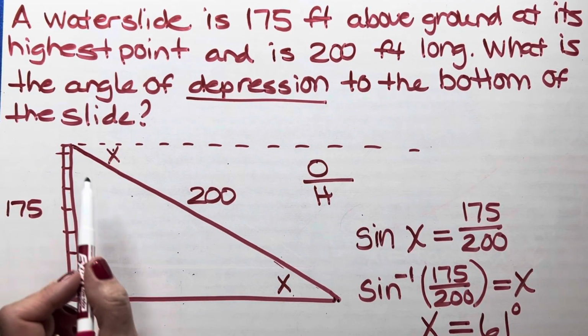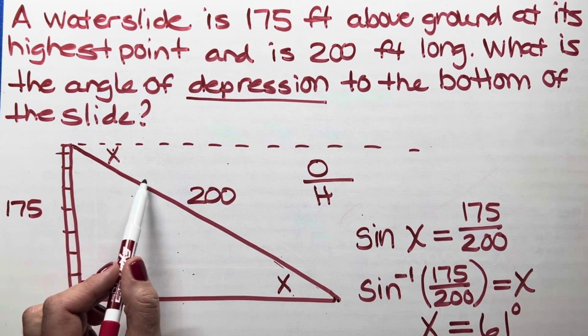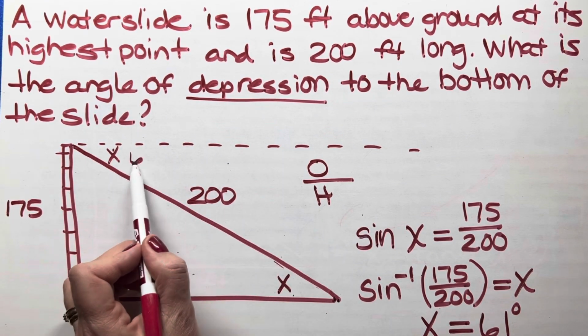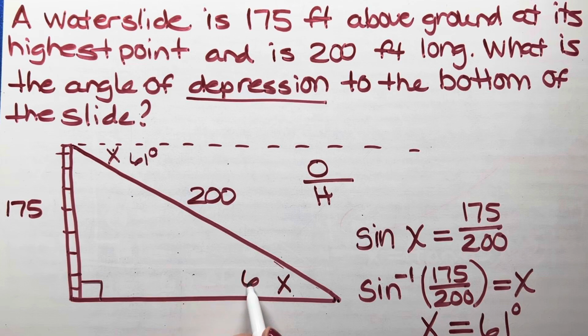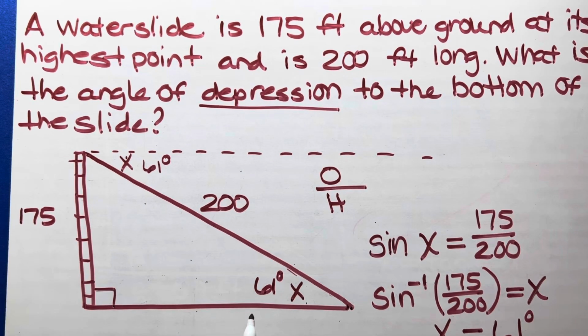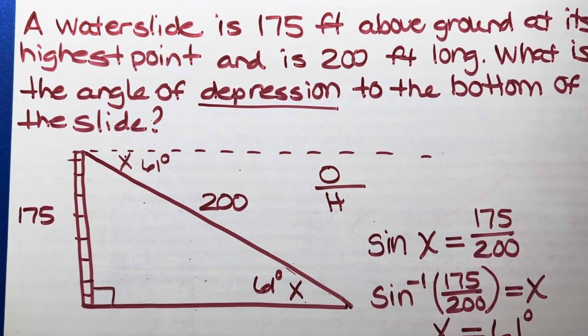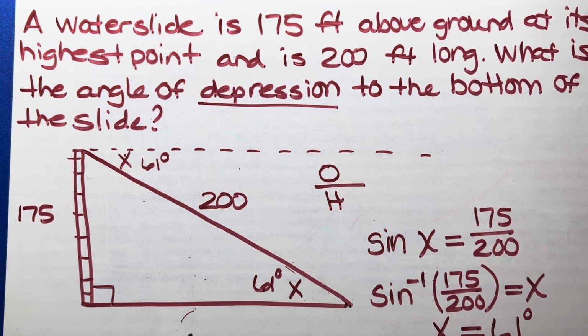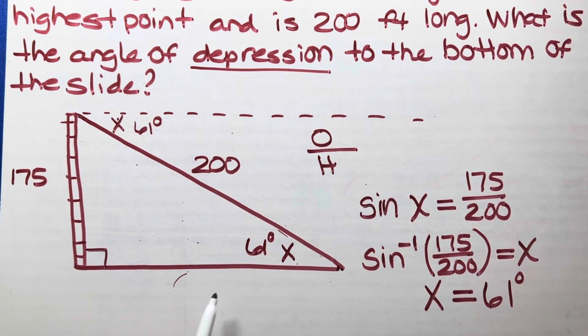So that means that when you're standing up here, this slide and your line of vision is 61 degrees, but also down here, 61 degrees. And I will tell you that is a very, very steep water slide. So if you needed to find the other sides, again, you could use other trig functions to find this side over here, or you could use the Pythagorean theorem, but a trig function is probably a little bit quicker. And that's how you solve a right triangle word problem using your trig functions.